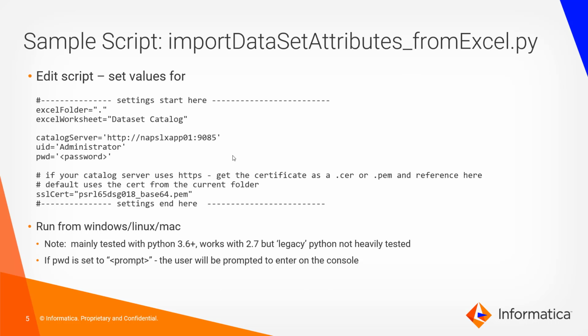So to do this, you download this Python script, import dataset attributes from Excel. Open the script and look at the settings start here and end here, where you just change the value for where your catalog server is, what the Excel folder is. We're defaulting it to dot, which is the current folder, and what your user ID, UID is as well. The password you can either type in there, or if you set it to prompt, it will prompt you for that value. Just one other note, if you are using SSL certificates, then you put the PEM file in there that you use to connect, so you don't get any SSL connection warning messages.